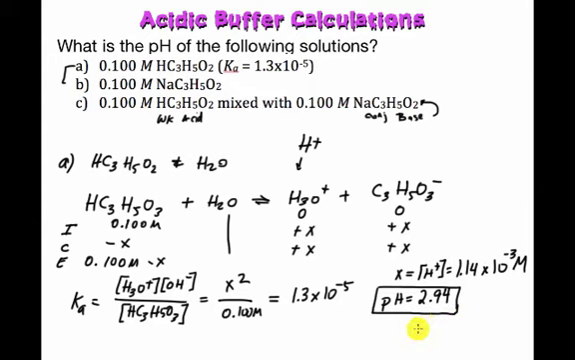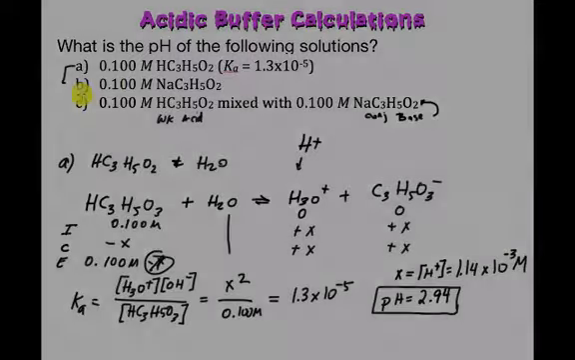So what I can see is I just have a typical weak acid problem, pH at 2.94. Alright? So what I'm going to do next is I'm going to go ahead and plug in, oh, by the way, don't forget that this drops out because of the small Ka and all that business. So let's go ahead and take a look at part B.